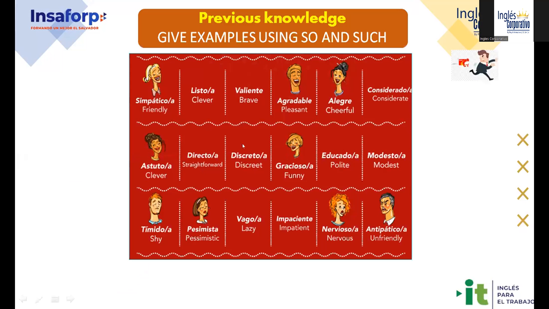Okay, so look at this. We have our previous knowledge. And in here, we have to give some examples using so and such, okay? Look at these. We have some adjectives that we studied yesterday, like friendly, clever, brave, pleasant, cheerful, considerate, clever again, straightforward, discreet, funny, polite, modest, shy, pessimistic, lazy, impatient, nervous, and unfriendly. So start thinking about your examples.